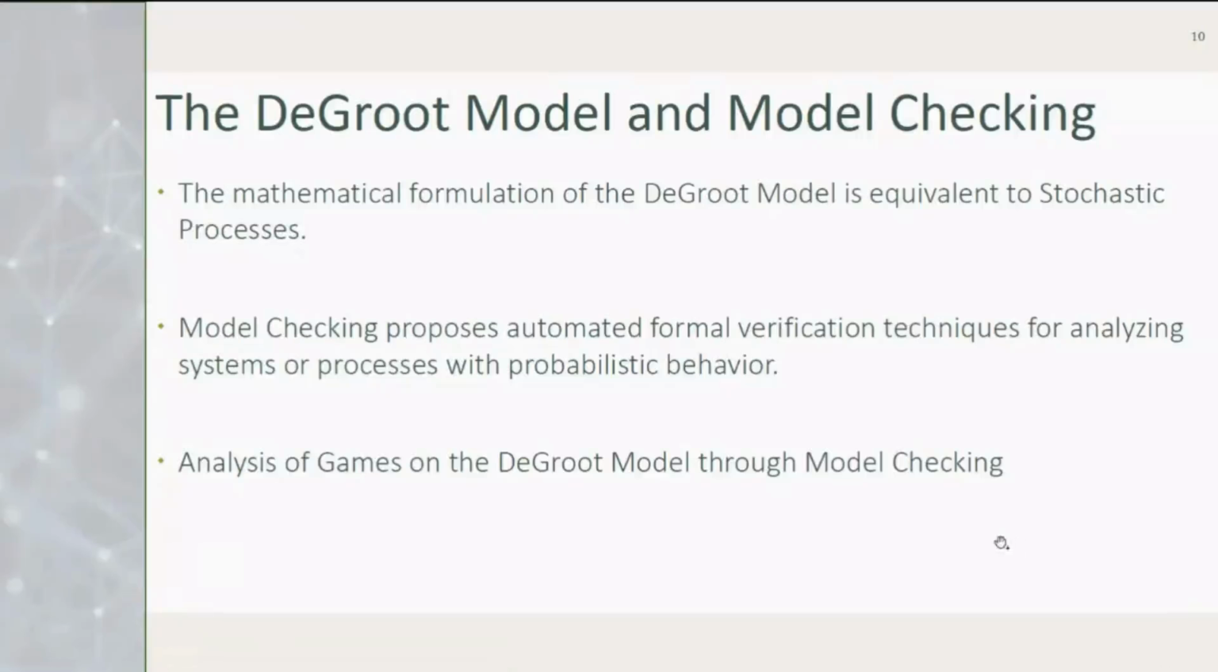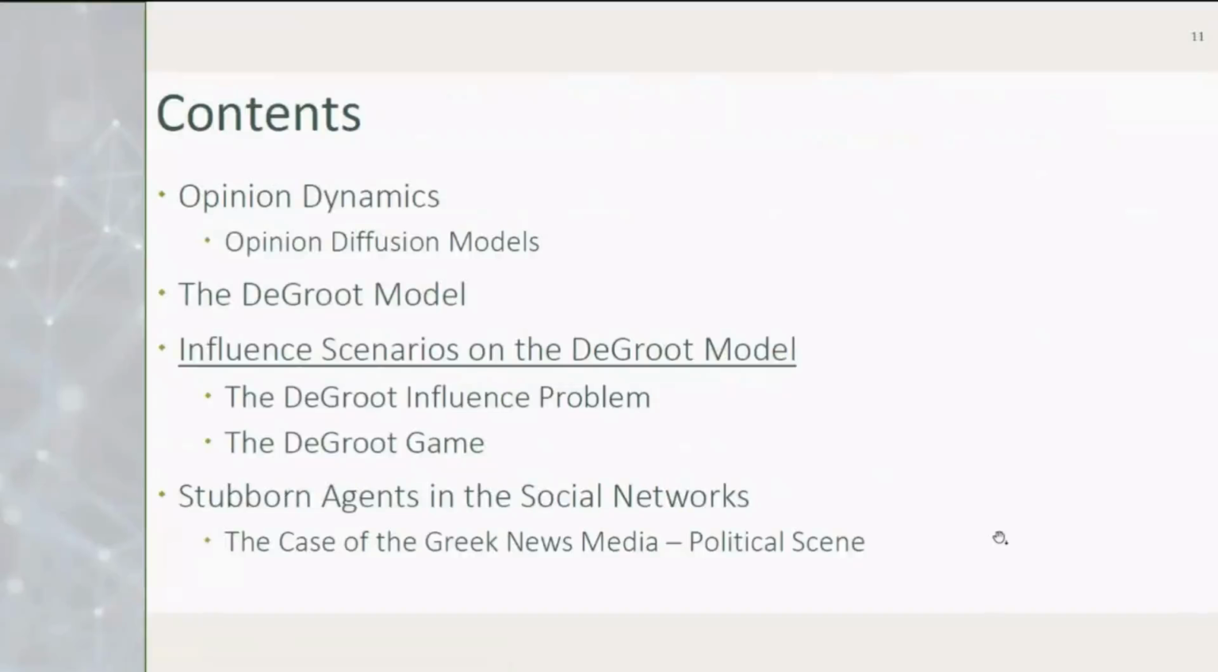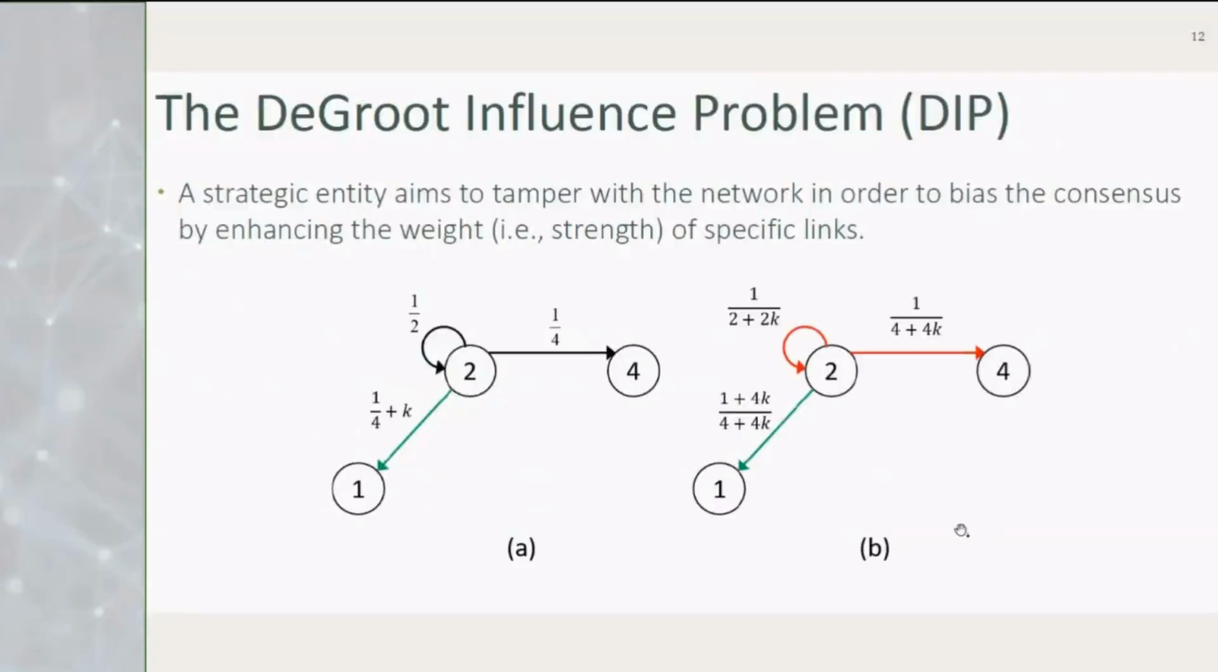That led us to the formation of influence scenarios on the DeGroot model. I will show you two influence scenarios, the DeGroot influence problem and the DeGroot game. In the DeGroot influence problem, we have a player, a strategic entity, that aims to tamper with the network, tries to bias the network in order to promote his idea, his opinion in the state of consensus.